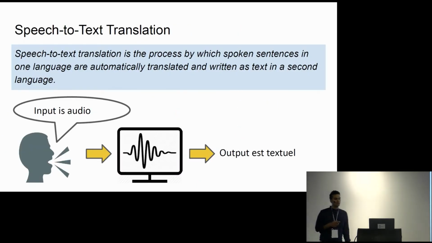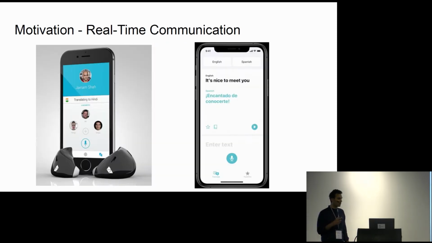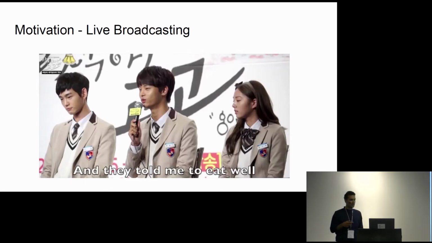So speech-to-text translation is the task of processing audio in order for spoken sentences and translate them automatically into text in a target language. For example, here we have somebody speaking in English, and then this is processed and translated into French. There are many motivations for that. One is real-time communication. Let's say we are tourists in a foreign country, we want to speak with locals. There are already apps that are trying to do that, but everything can be improved, of course. And another example can be live broadcasting. We want to consume great content from all over the world.